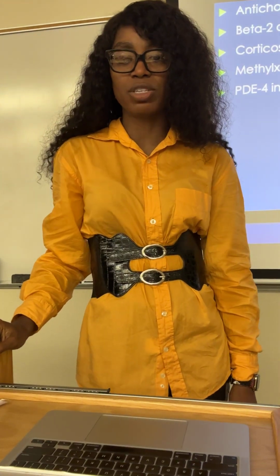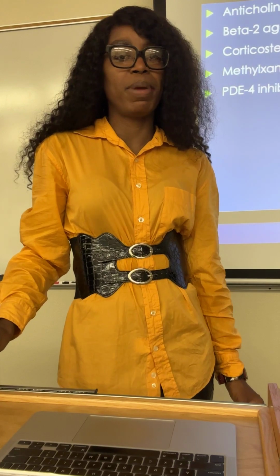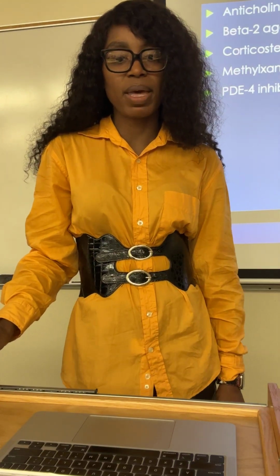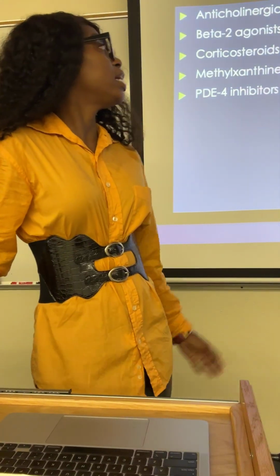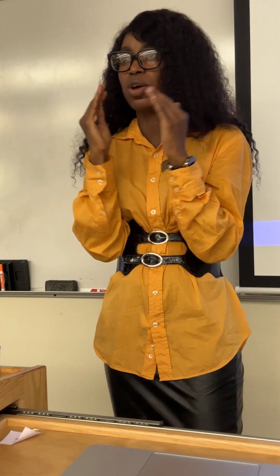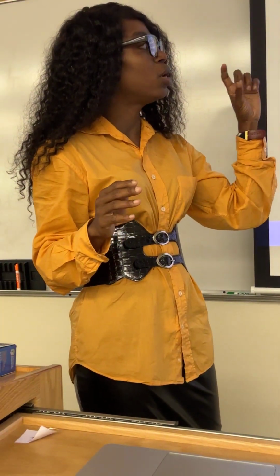So when we look at our different medications, we're looking at anticholinergics, beta-2 agonists, corticosteroids, and methylxanthines, PDE, and I put an example of each. I always say it's really important that you try to at least remember one of each kind so that you can identify, okay, it's this kind. And you do need to know what each of them do.